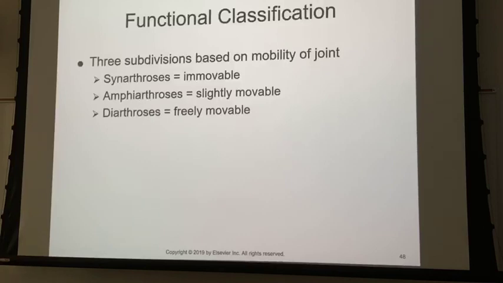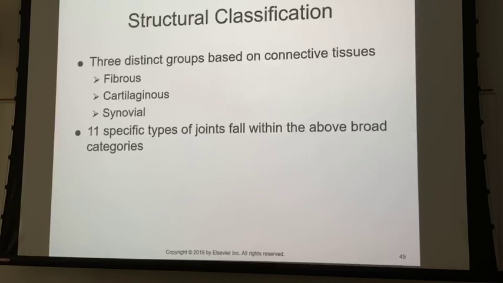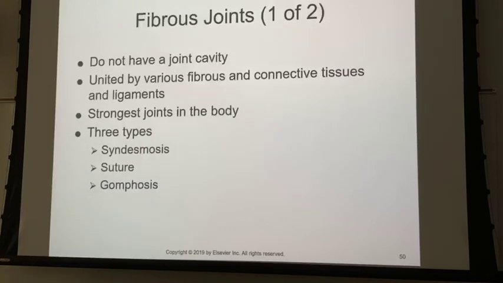So we subdivide those into three. Synarthrosis will be those that are immovable. Amphiarthrosis are slightly movable, and diarthrosis is what you're most familiar with, and that's freely movable. So based on connective tissue types, there's 11 specific types of joints, and we're not going to spend a whole lot of time on each one of those, but we'll talk about the most significant ones.